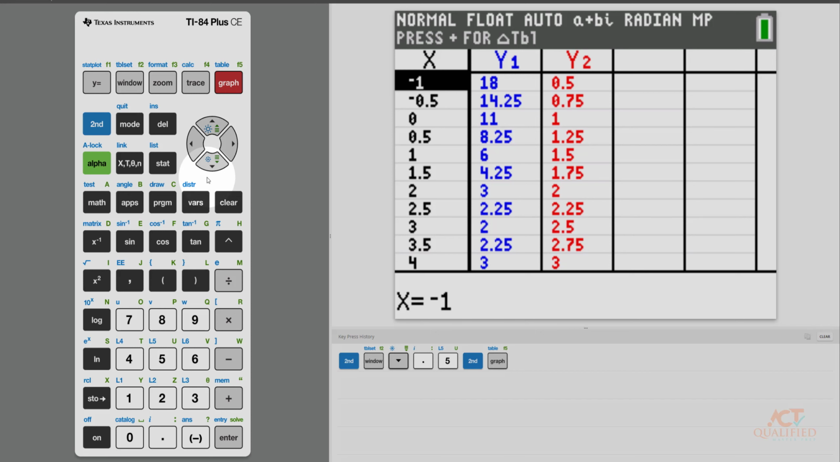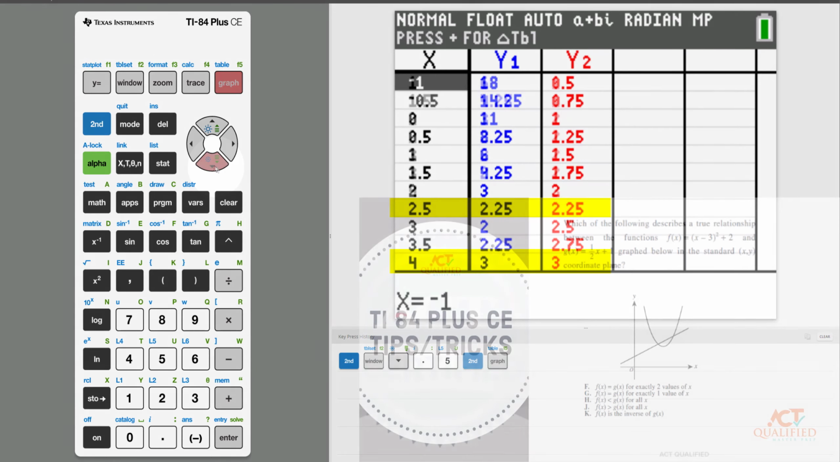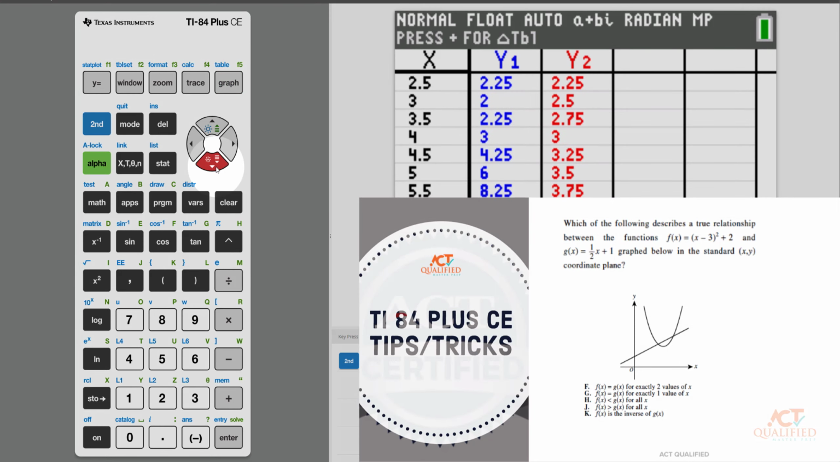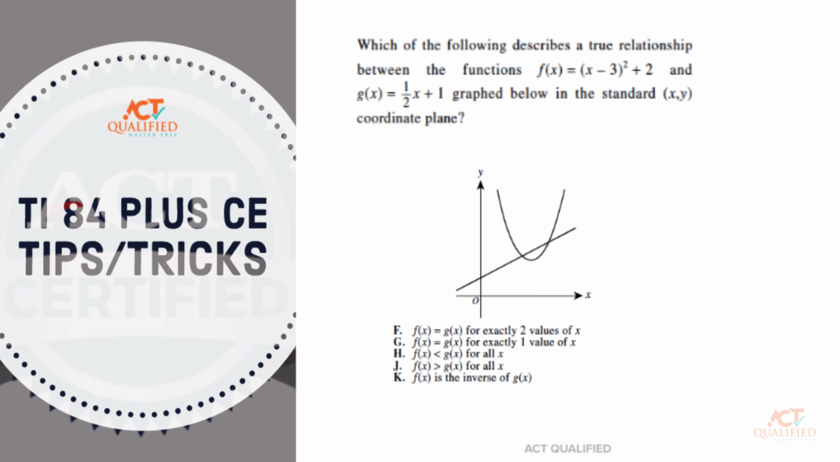Now let's examine our answer choices. In doing so, we see that the only answer that makes this statement true is F. F of x is equal to g of x for exactly 2 values of x. If we had not changed our table view, we would have incorrectly determined that the answer was G. Checking H, J, and K against our table, we see that these are also not true. F is our answer.